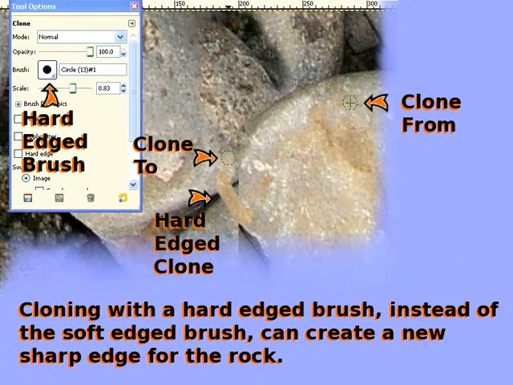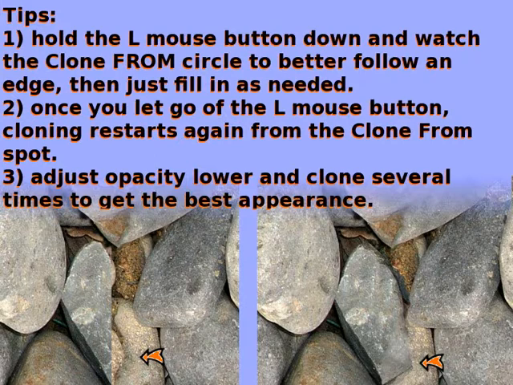Remember that the clone from and clone to positions both move together while you're holding down the left mouse button. But as soon as you let go of that left mouse button, the clone from spot jumps right back to where you last set it.